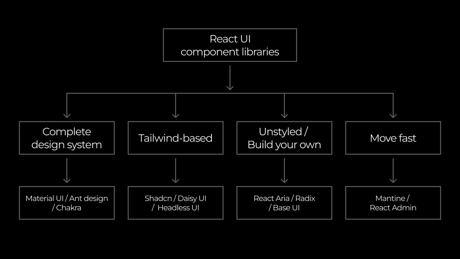So here is the quick decision tree. Need a complete design system? MUI, Ant Design, or Chakra. Using Tailwind CSS? Shadcn UI, DaisyUI, or Headless UI. If you're building your own design system and want primitives, stick to React Aria, Radix, or Base UI. And if you're moving fast, Mantine or React Admin.